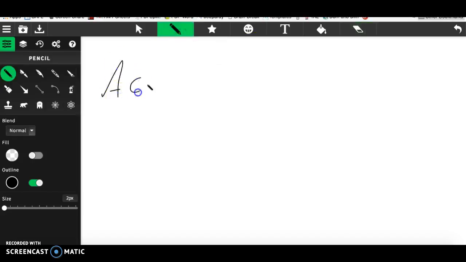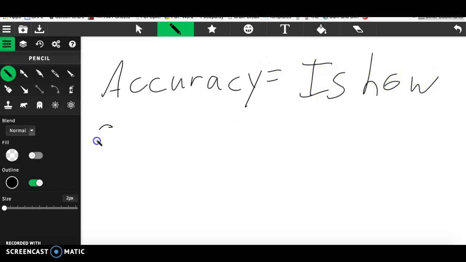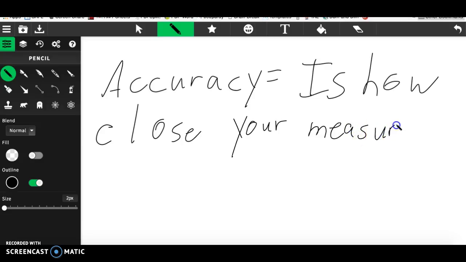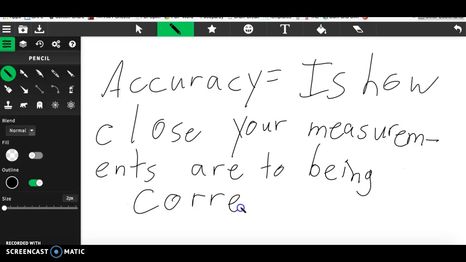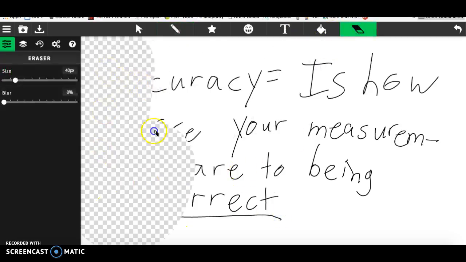Okay. Accuracy: it's how close your measurements are to being correct. And that's your keyword with accuracy, how close they are to being correct. Here are some examples.